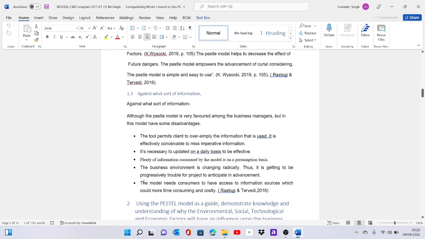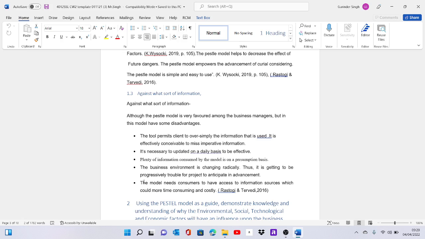What are the disadvantages of this model? Although the PASTEL model is very favored among business managers, it has some disadvantages. First of all, the tool permits the user to oversimplify the information that is used. It is easily possible to misinterpret information.